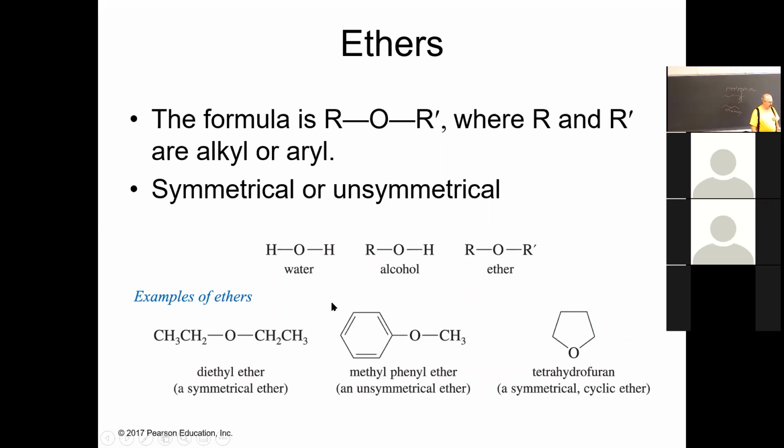Okay, if we start with water, and if we replace one of the hydrogens with an R group, then we have an alcohol. If we replace both of the hydrogens with R groups, then we have an ether. This one is diethyl ether. This is an unsymmetric one. We would name one group and then the other and then the word ether. So this is methylphenyl ether. And this one is tetrahydrofuran.